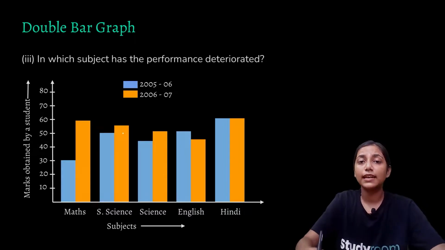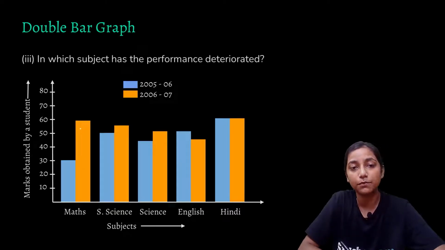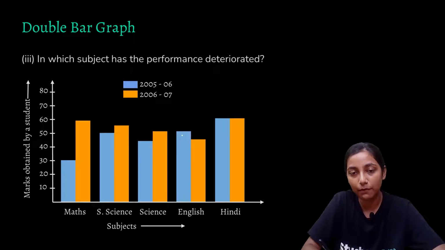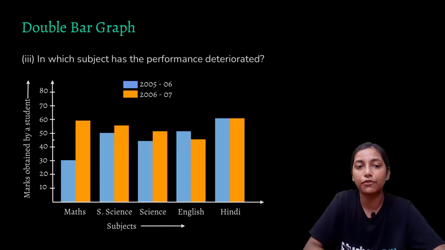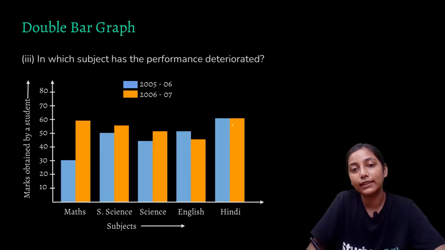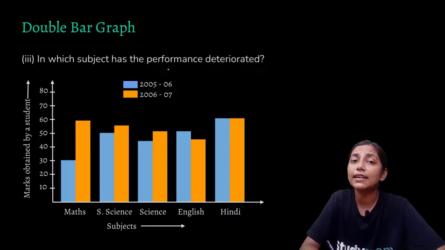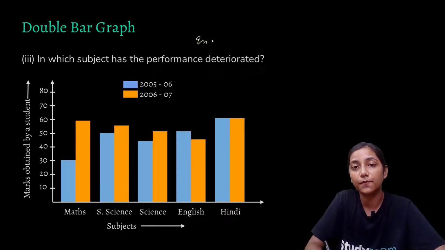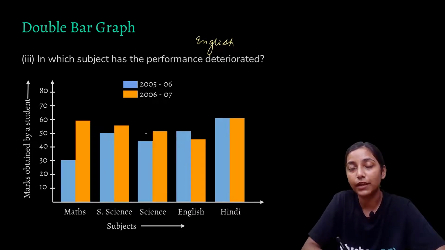Next one is, in which subject has the performance deteriorated? We can see that here the performance improved, here also improved, here also improved. Here it is deteriorating, because earlier that student got 50 marks in English, while in the next year he got lesser than 50. It is around 45 marks. In the next subject, Hindi, the performance remained the same. So the subject in which the performance deteriorated is English. This is how you can check from the height of these bars.